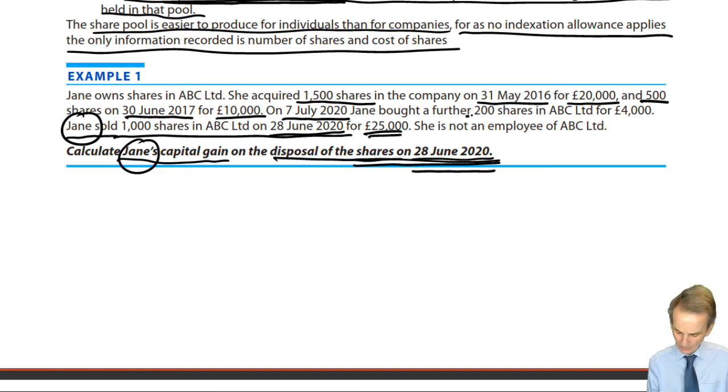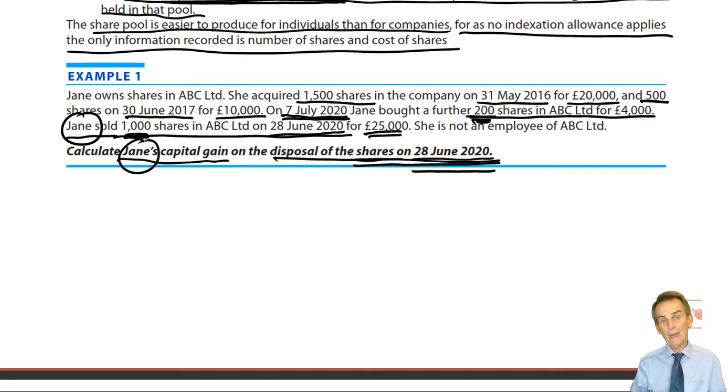Jane bought a further 200 shares in ABC Limited for £4,000. So we now know that when Jane sold 1,000 shares, the first 200 of those shares will be deemed to be those that she bought within the following 30 days, i.e. on the 7th of July 2020. Those were the first ones. So that will account for 200 shares out of the 1,000 shares sold. So the remaining 800 shares must then come from the share pool.